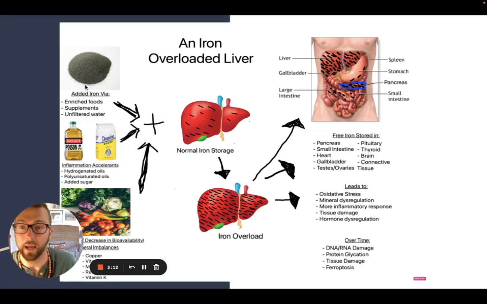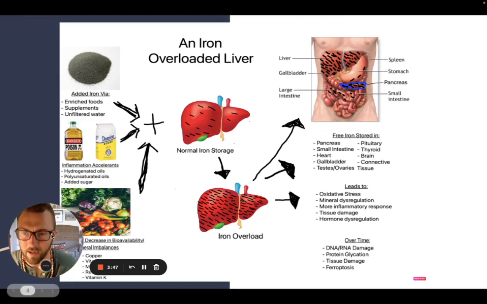So we've got enriched foods, supplements, unfiltered water, getting us excess reduced iron, all right? And we've learned that reduced iron is incredibly inflammatory, reactive in the body, and is something that needs to be counterbalanced with specific nutrients, vitamins, trace minerals, what have you. We've also got accelerants in our body, right? Making the inflammation worse. Things like hydrogenated oils, polyunsaturated fats, added sugar, heavy metals. I mean, the list goes on.